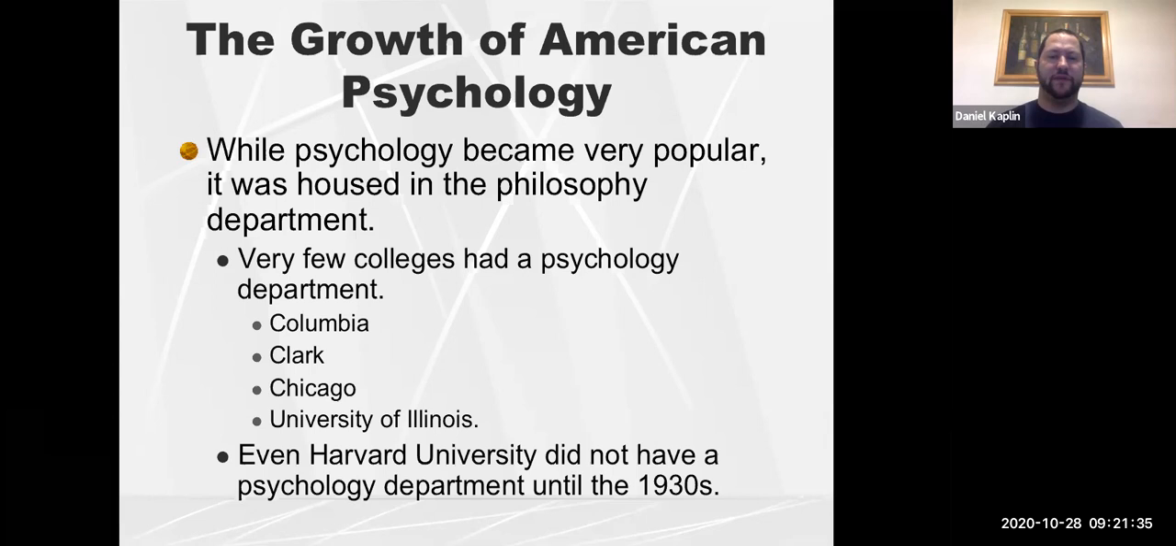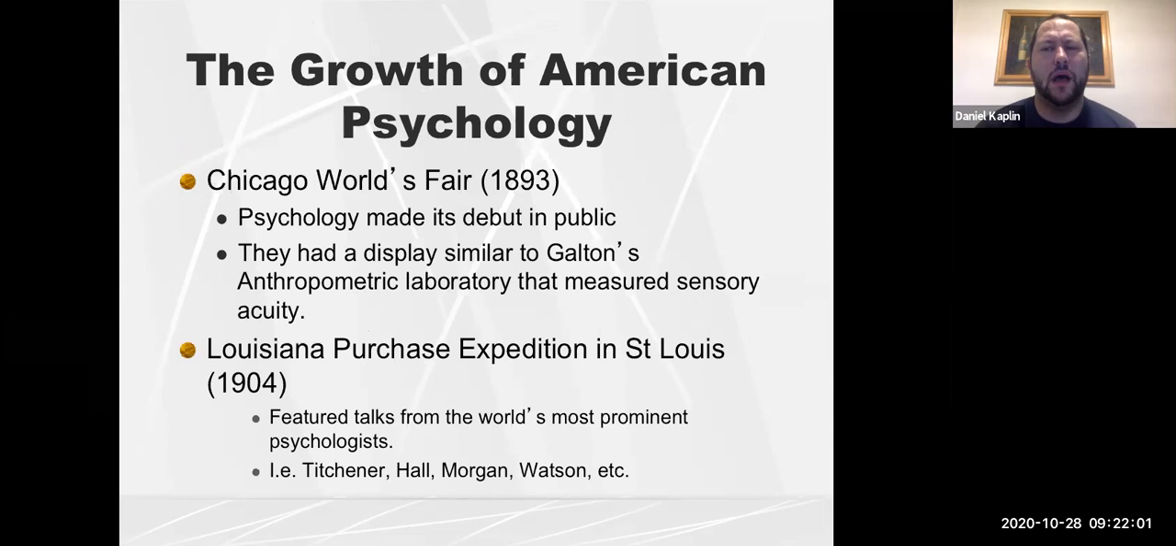Now, interesting note, Harvard, which now is considered one of the prestige psychology departments with researchers like Mazarin Banerjee and earlier researchers with Lawrence Kohlberg and whatnot, they didn't even have their own department until the 1930s. So let's talk about the introduction of psychology to the American public.